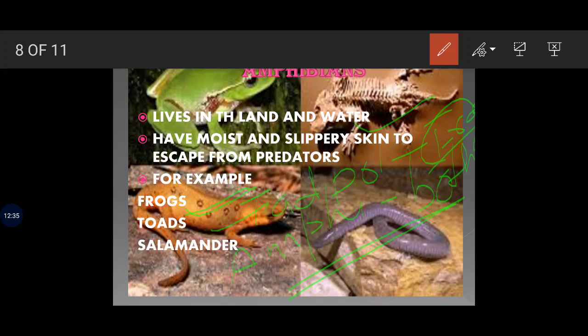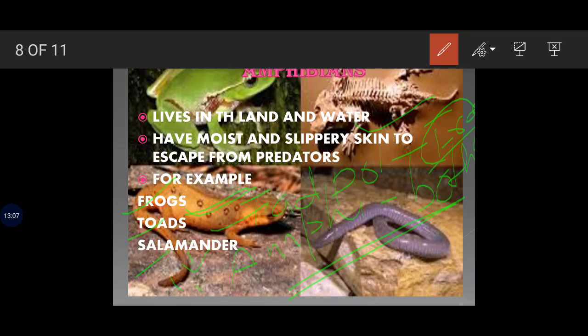So at that time gills won't work, so that's why the gills get modified into the lungs, and they can also respire through their skin. Apart from this, their skin is quite slippery. This slippery skin helps them to escape from the predators. They can slip off from the catch of the predators. Examples given are the frog, toad, salamander.